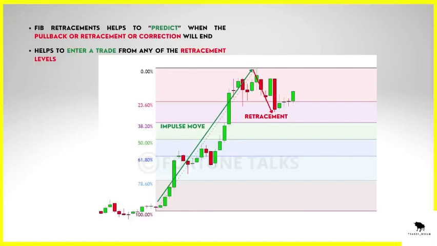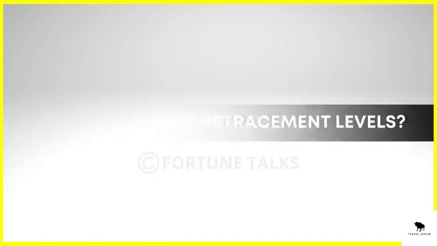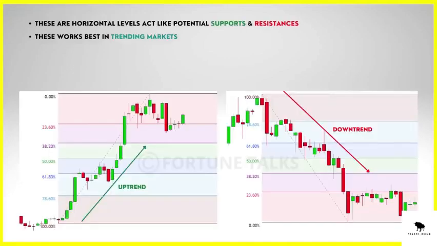Now, I'll talk about all these in a little while, but first let us learn how to plot Fibonacci retracement levels on our chart, and let's look at the important things to keep in mind while plotting these levels. See, Fibonacci retracement levels are actually horizontal lines that indicate possible support and resistance levels where the price could potentially reverse direction.